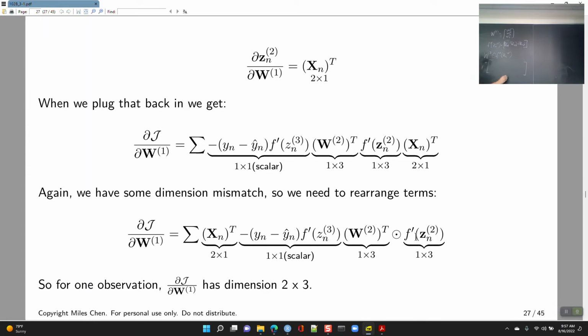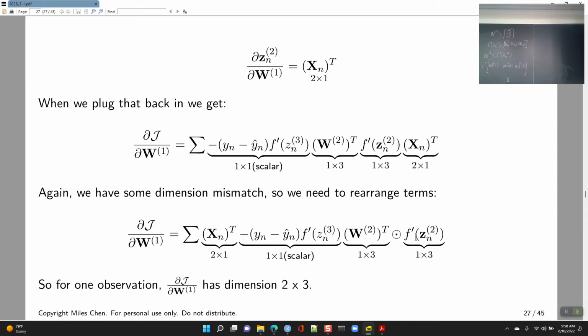this is a 1 by 3, right? So I'm going to get a W times an f prime of Z, and a W times an f prime of Z, f prime of Z. So for one observation, I'm going to have basically this, right? W f prime of Z, W f prime of Z, W f prime of Z. And so when I multiply these two together, I'm going to get a 2 by 3. Is that okay? And that's just for this one observation.